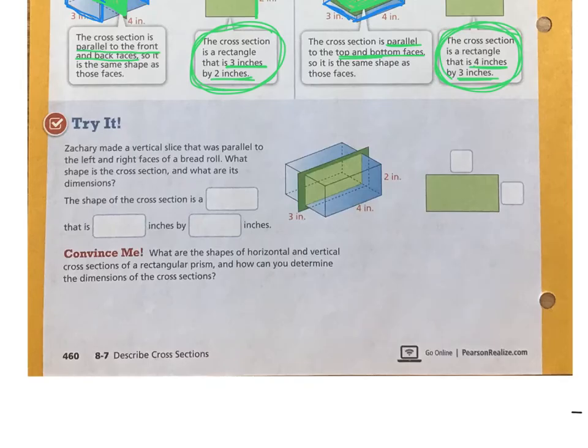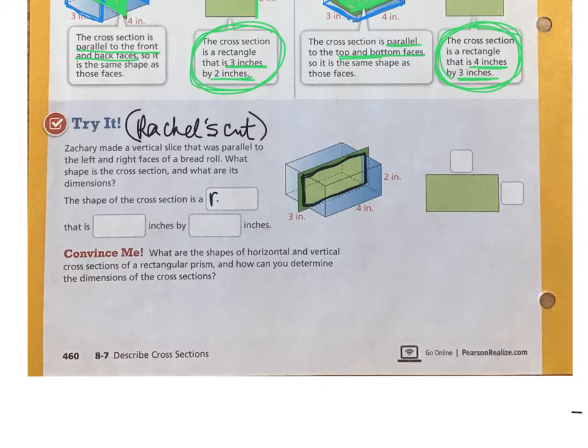Now let's complete the try it problem. Zachary made a vertical slice that was parallel to the left and right faces of a bread roll. So he cut his bread roll similar to how Rachel cut hers. He cut it vertically from top to bottom. What was the shape of the cross section, and what are its dimensions? So what shape does this make when Zachary cuts his bread roll from top to bottom?